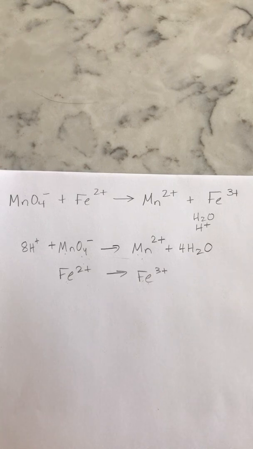So again, step 1, split into half reactions. Step 2, balance all elements except for hydrogen and oxygen. Step 3, if you need to balance hydrogen and oxygen, water balances the oxygen, and H+ will balance the hydrogen. Step 4 then is to balance the charges on either side of each half reaction, and we're going to start with the second reaction first.